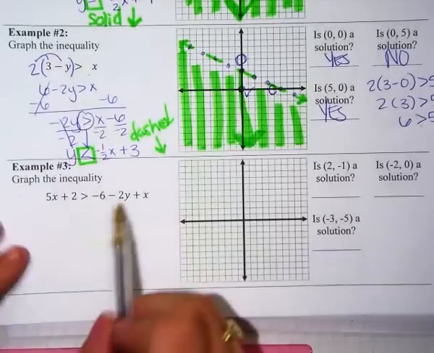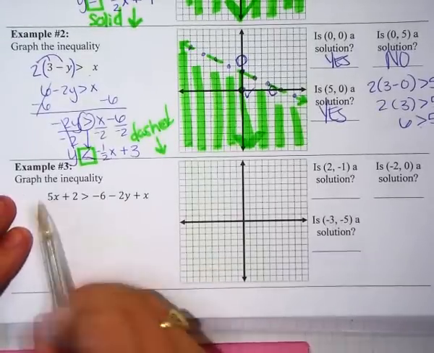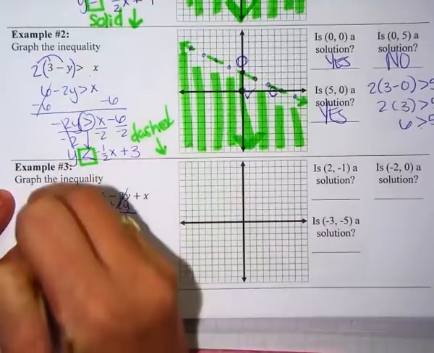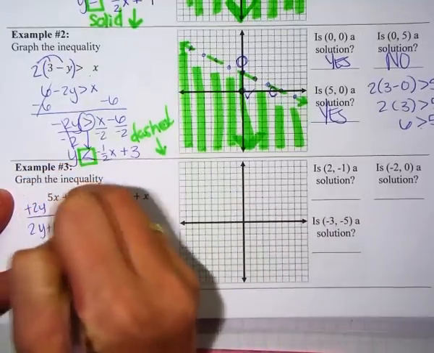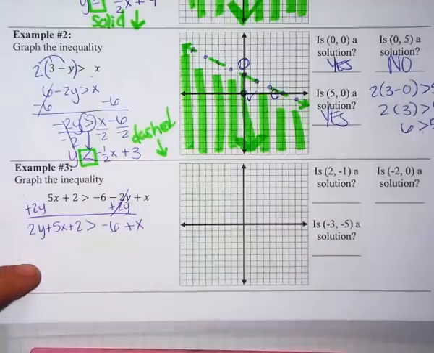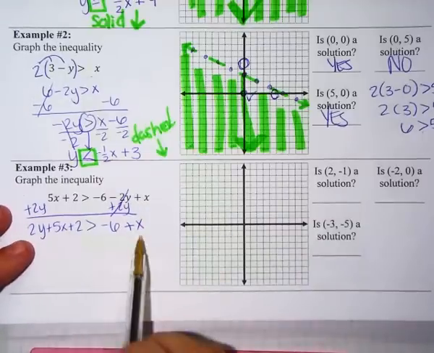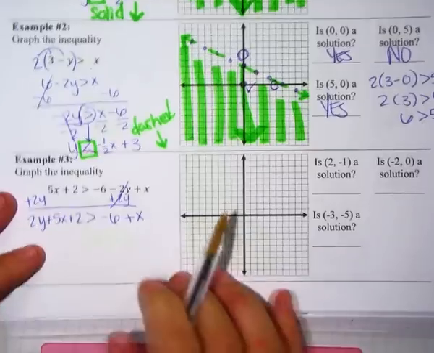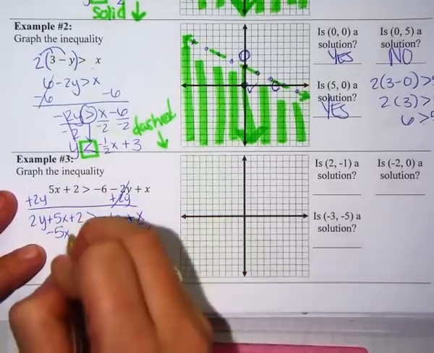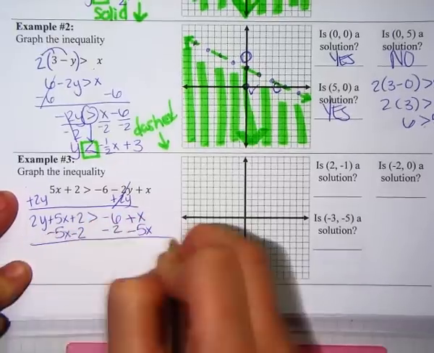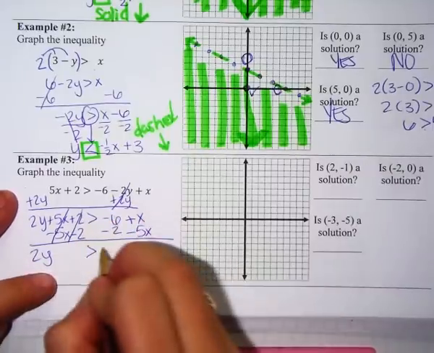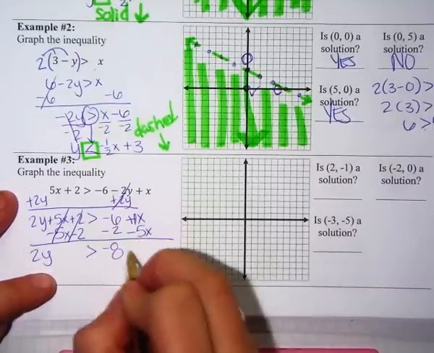Last one, the y is over here. I really want it on the right side, so I'm actually going to add that first. 2y plus 5x plus 2 is greater than negative 6 plus x. Now I need to move both of these over here, and I'm actually going to do that in one step. I'm going to subtract 5x from the x. I'm also going to subtract 2 from the 6. You're left with 2y is greater than negative 8 minus 4x.